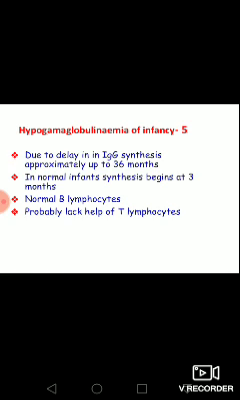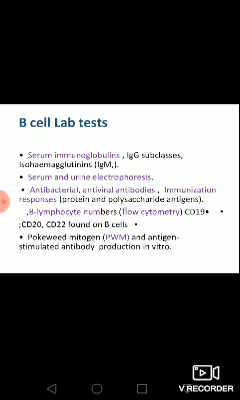Hypogammaglobulinemia of infancy is usually related to a delay in immunoglobulin G synthesis, up to approximately 36 months. The infant can synthesize his own immunoglobulin G, and has normal B lymphocytes, and this is mainly due to the lack of T cell help for the B cell.